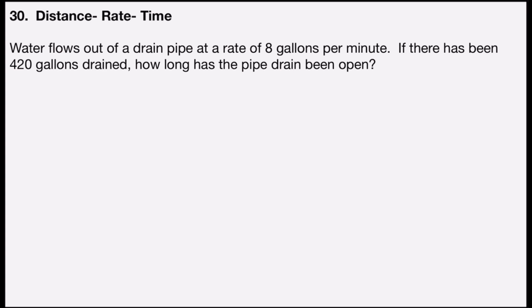Problem number 30 is also distance, rate, and time. It says water flows out of a drain pipe at a rate of 8 gallons per minute. If there has been 420 gallons drained, how long has the pipe drain been open?